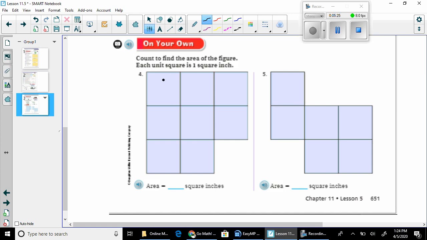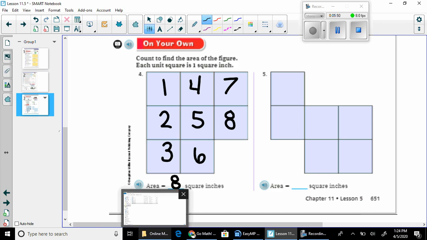Here we go. So 1, 2, 3, 4, 5, 6, 7, and 8. All right, so my area or my space inside of my figure would be 8 square inches. So filling out my box down below, area is equal to 8 square inches. Okay? All right, same thing for figure 5.